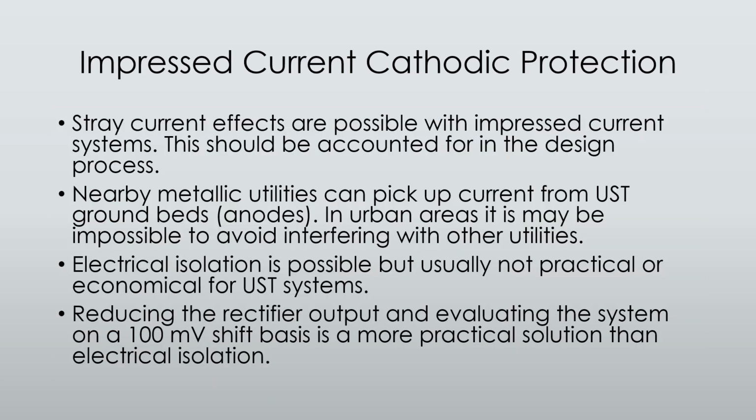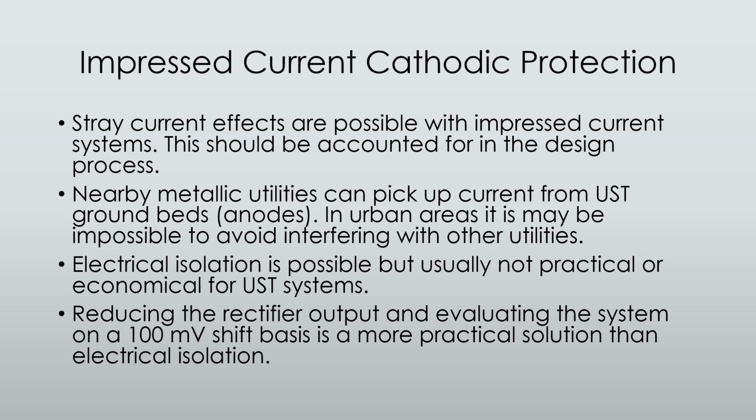With impressed current systems, we have the possibility for stray current effects. This should be accounted for in your design process. With nearby metallic utilities, they can pick up current from UST ground beds or anodes. We can use ground beds and anodes interchangeably. In urban areas, it may be impossible to avoid interfering with other utilities. Impressed current anodes produce a voltage gradient, and as long as a utility exists within that voltage gradient, it is susceptible to pickup.